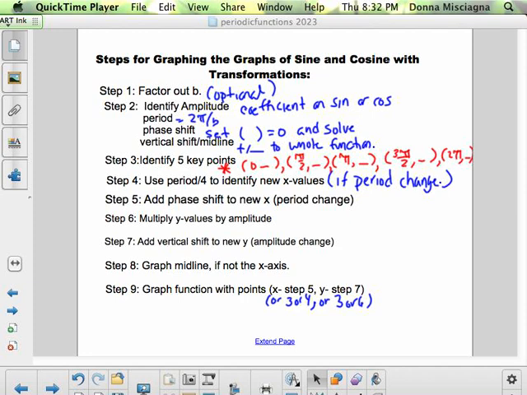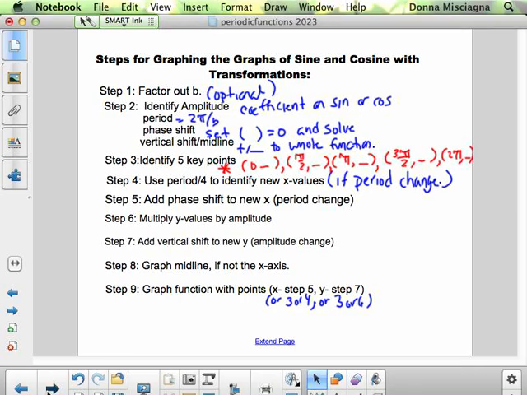So whichever step is the last step we did something to x, that will be our x value. The y value, if we have all of the transformations, will be step 7, the vertical shift. If there is no vertical shift, then it would be step 6, the amplitude change, and if it's not either of those two things, then it would just be the original y values. Okay? So those are the steps.